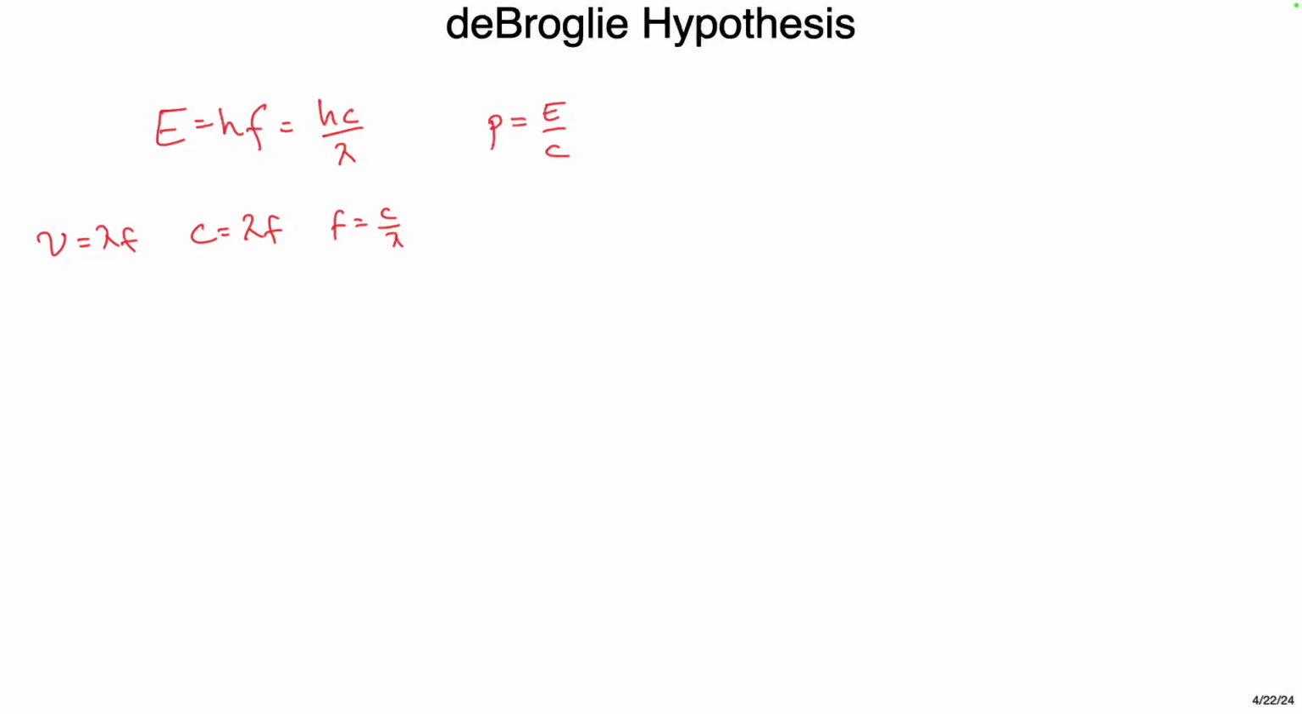We put these together. The energy is equal to hc over lambda. And then I divide that by c. And I have the momentum, and we can kind of rearrange, and the c's cancel. And so the wavelength is going to be equal to Planck's constant divided by the momentum. That was his PhD thesis.